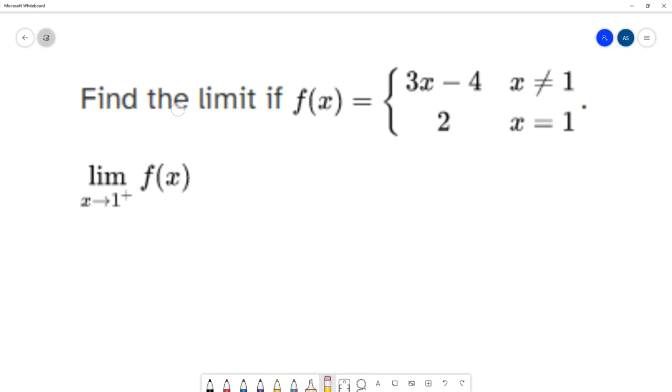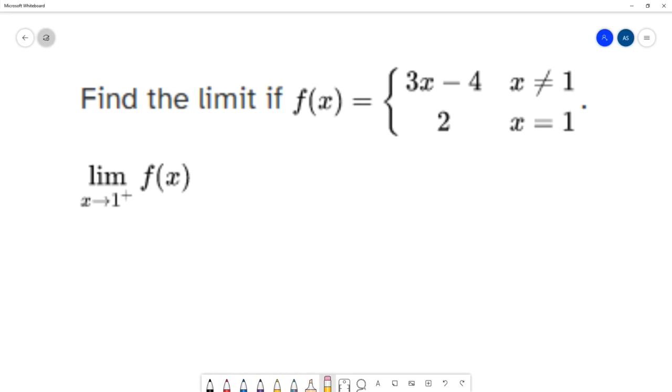On this question, we want to find the limit of our function f of x equals this piecewise defined function. The piecewise defined function is 3x minus 4 when x is not equal to 1, and 2 when x is equal to 1. And it looks like we're interested in the limit near 1, which is our distinguishing spot between when to use these two equations.